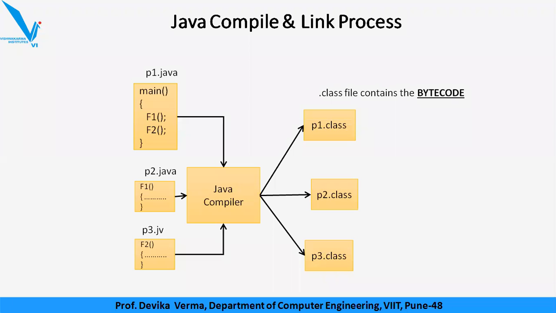p1.class, p2.class, p3.class, and all these three class files are going to have bytecode in them. So the Java compiler creates a class file which has bytecode. Remember, the C compiler creates an .obj file which has machine-specific object code in it. Now, after this, linking is not done in Java.